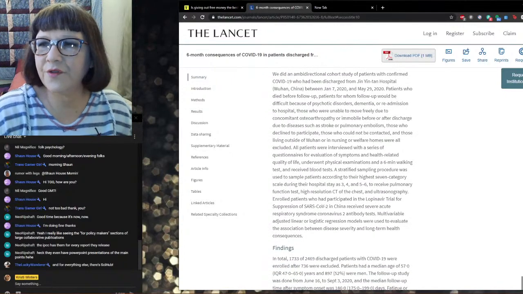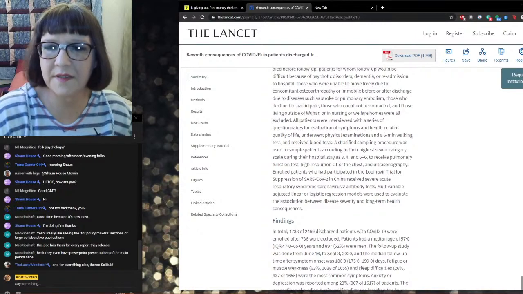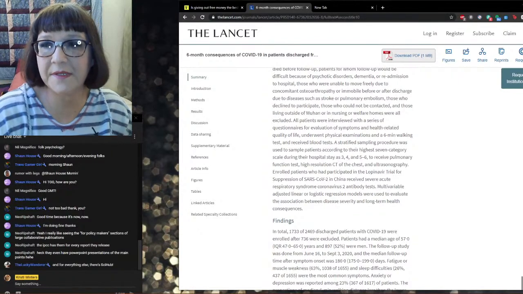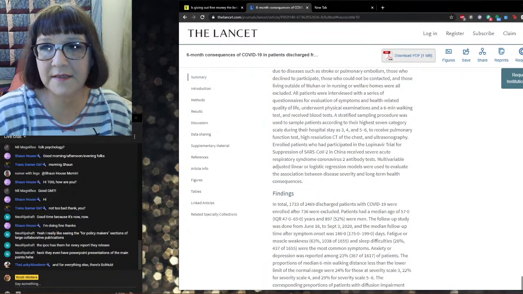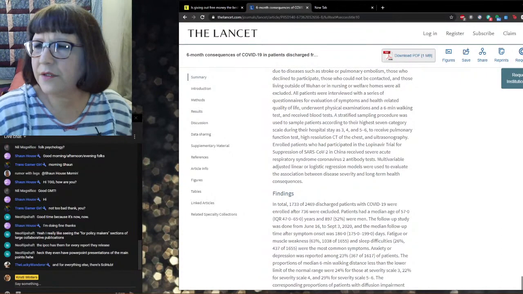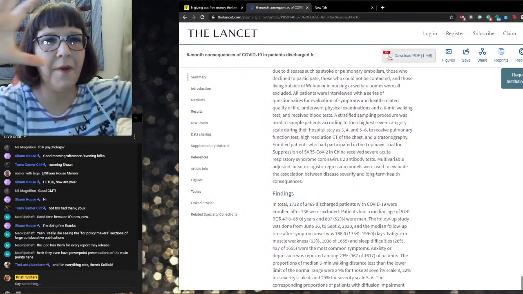So how do they do the description part? They would be patients for whom follow-up would be difficult. Okay, those are able to move freely. All patients were interviewed with a series of questionnaires for evaluation of symptoms and health-related quality of life, underwent physical examinations and a 6-minute walking test, and received blood tests. Okay, so we now know the body of people.